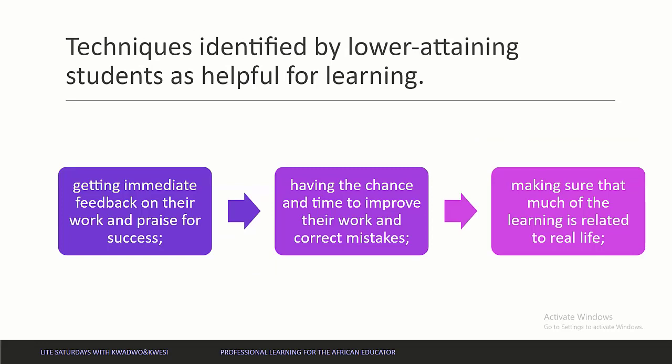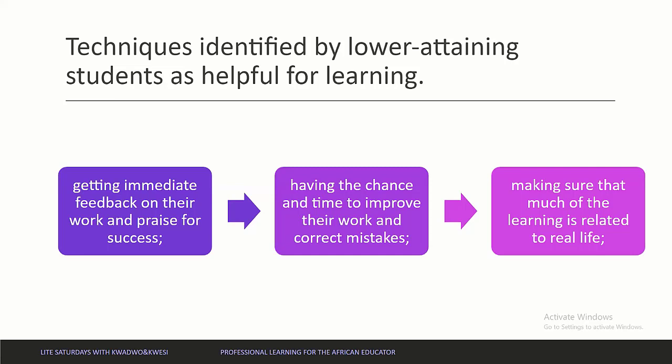Another strategy that works with low attaining students is feedback. They need immediate feedback on the work. It's not just written feedback, but actually oral, verbal feedback, one-on-one, and exactly what to do to improve their work. And you need to praise them when they make the needed progress.